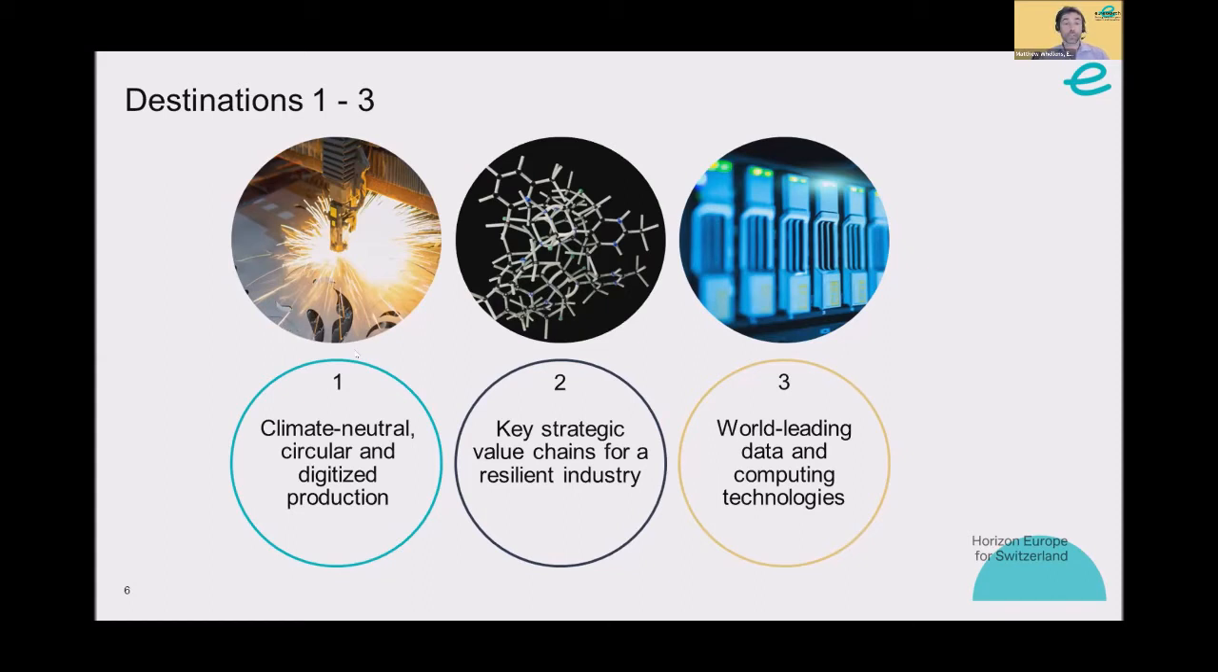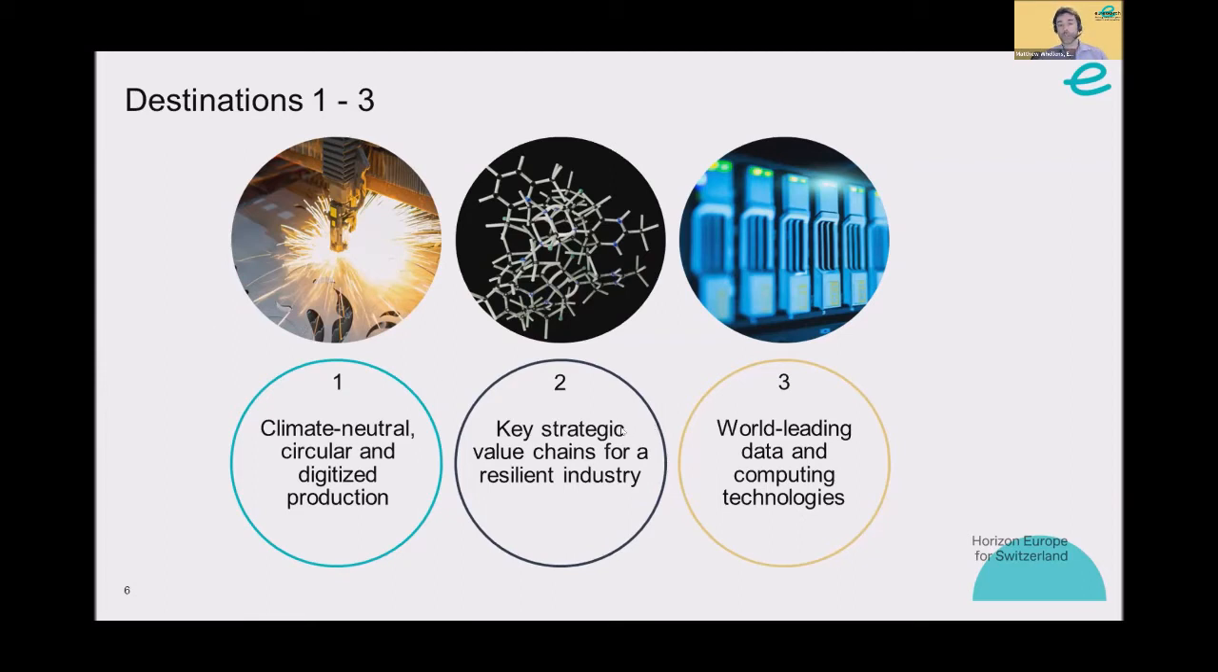The first destination is called Climate Neutral, Circular and Digitized Production. So this is about advanced manufacturing, so Industry 4.0 themes. It's about digitization of production, but also about the construction sector and also about the process industry. So 3 elements here: advanced manufacturing, Industry 4.0, construction sector, and process industry.